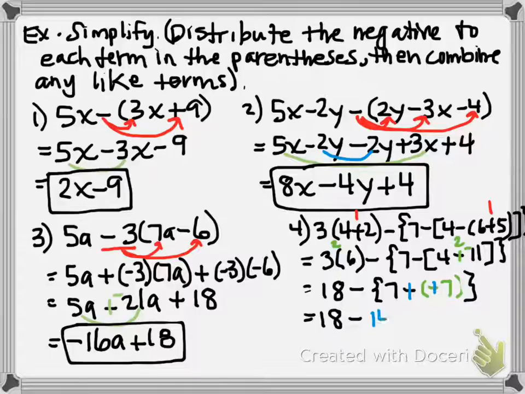So I'll just make it in blue. And now I'm left with one simple problem, finally. 18 take away 14 is 4. And there's the answer. So again, start with the innermost grouping symbol. Next, make sure that you're changing your addition or subtraction problems to adding by adding the opposite, so keep that in mind. Okay? Alright, I've got one more.